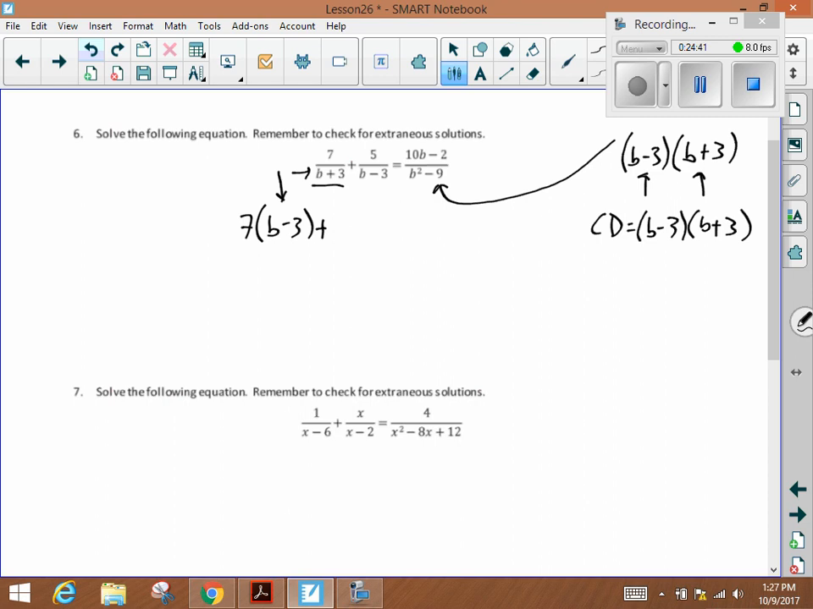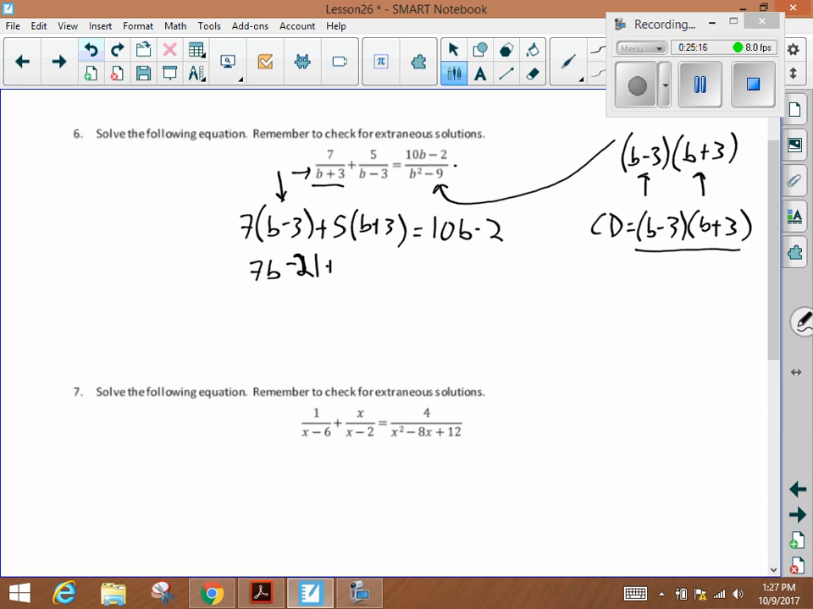So then what I'll have here is 5 times b plus 3 equal to 10b minus 2. Because remember, if I was to multiply this by this quantity, they're just going to cancel out. So when you get to realize that, it saves you a bunch of time and writing. So now what I need to do is distribute, okay? 7b, 7 times b is 7b. 7 times negative 3 is negative 21.